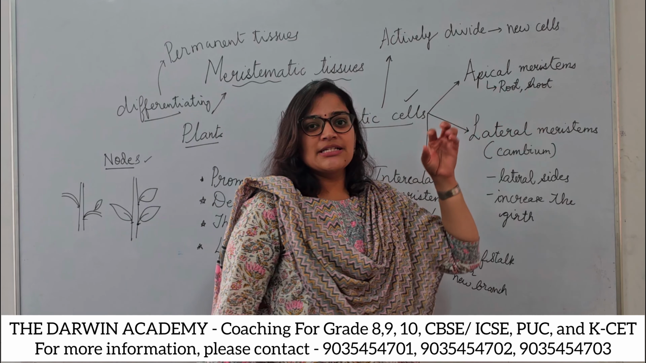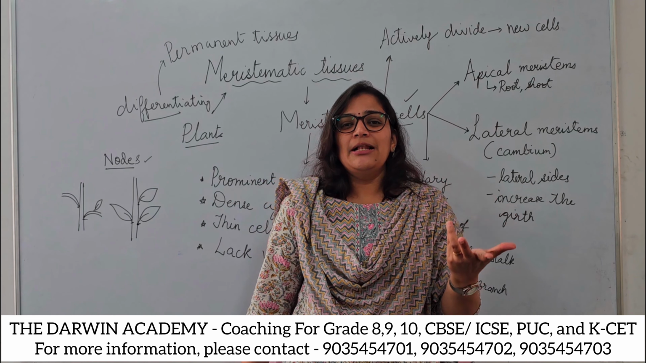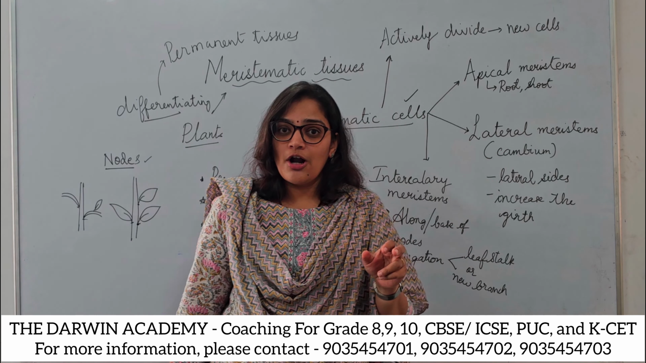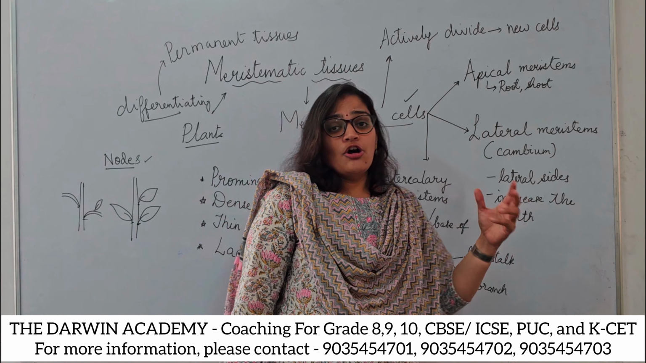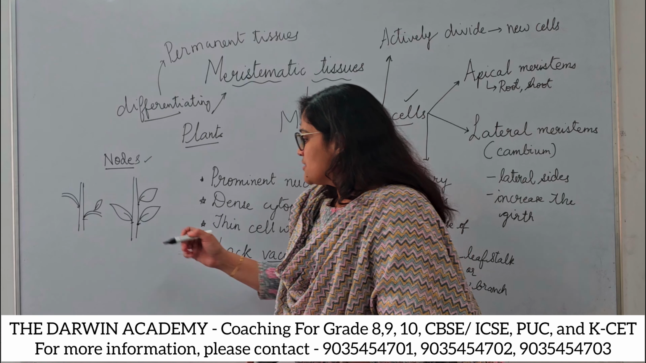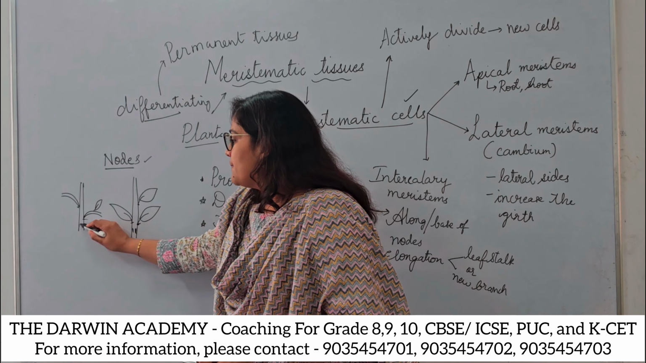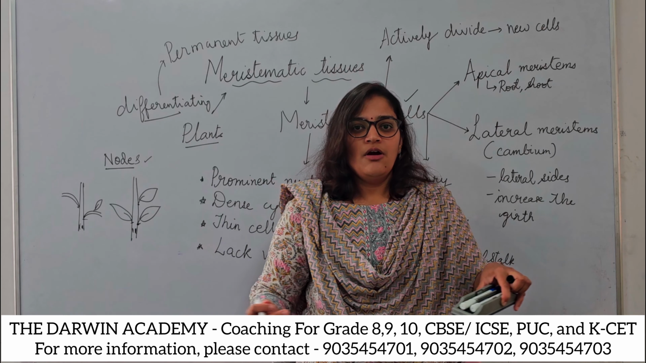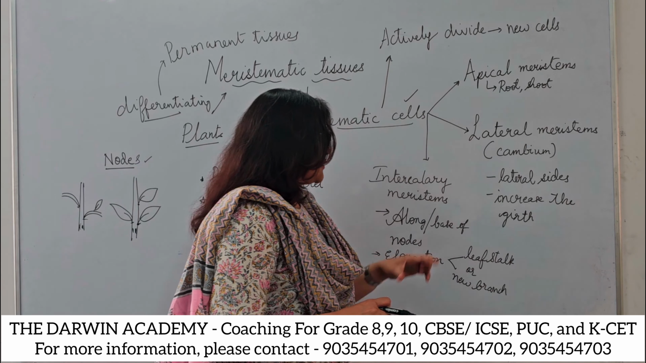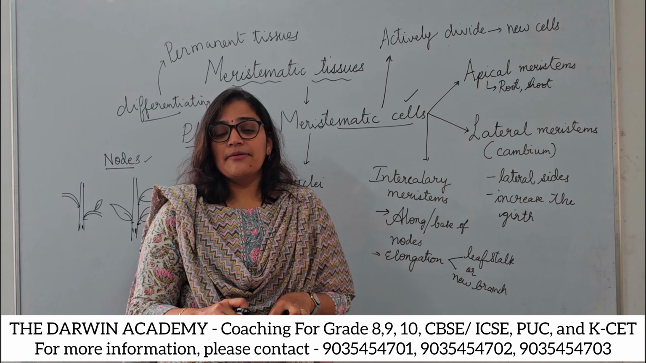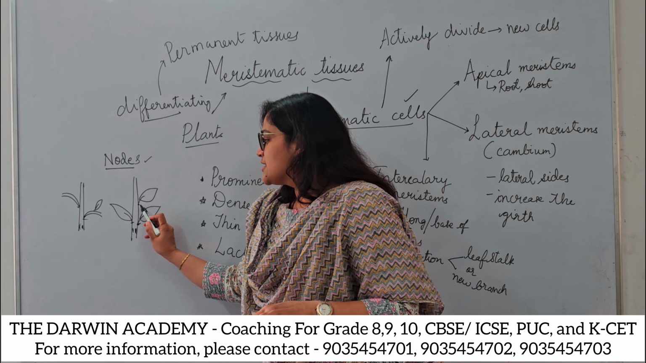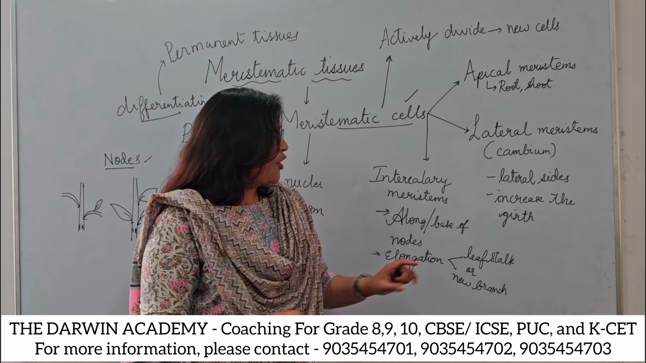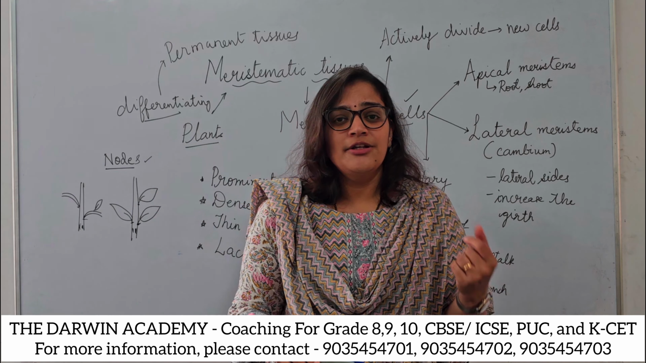Apical meristems are present at the tip of the plant body. They help the root and the shoot to grow. The lateral meristems are also called cambium. They are present on the lateral sides, that means on the sides of the plant, and help increase the girth of the plant. The intercalary meristems are present along the nodes and help in either elongation of the leaf stalk or elongation of a new branch.